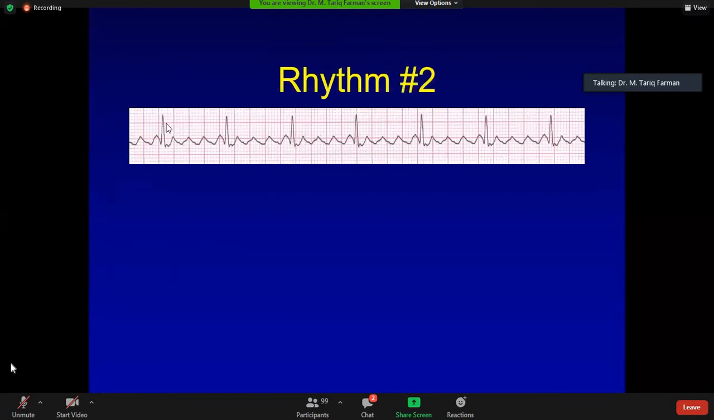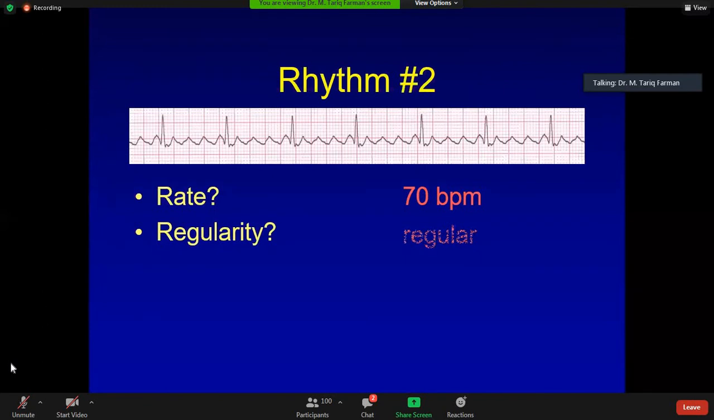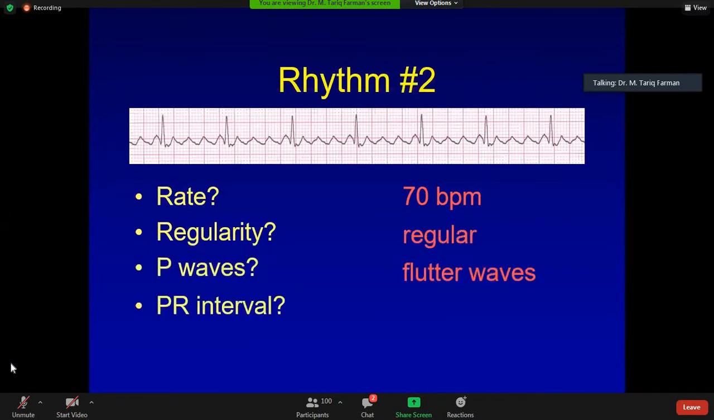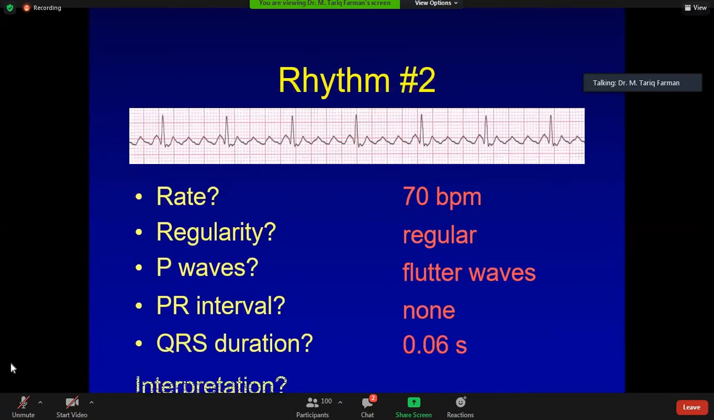atrial flutter. And what is the rate? 300, 150, 100, 75. So it's around 80. QRS morphology is normal. Heart rate is around 80, and sawtooth appearance of the P wave. Rate is 70 beats per minute. Regularity, regular. P wave, flutter waves. PR interval, none. QRS duration, 0.06. It's normal. Interpretation is atrial flutter, right?